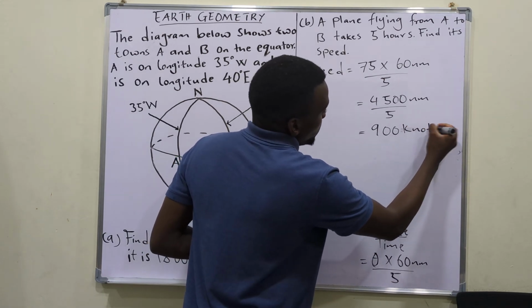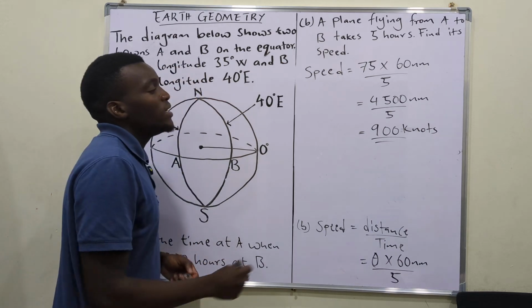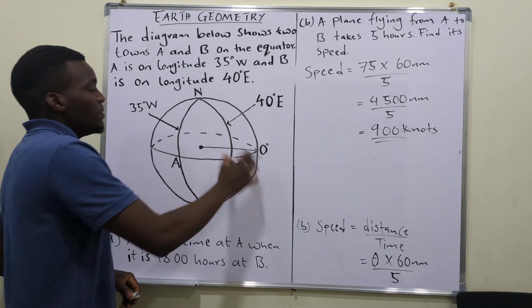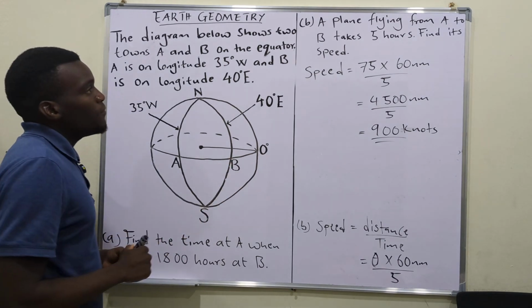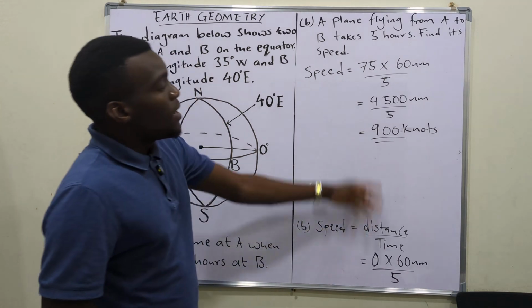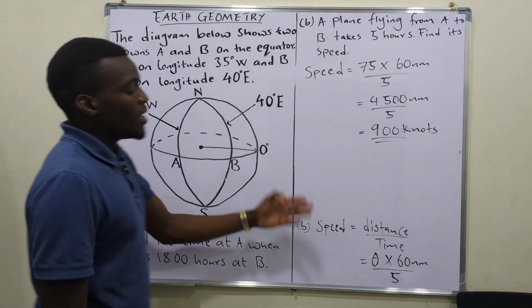Knots. So speed under Earth geometry is represented by the units knots. So the speed at which this plane was flying from town A to town B was 900 knots. So we have come to the end of this question.